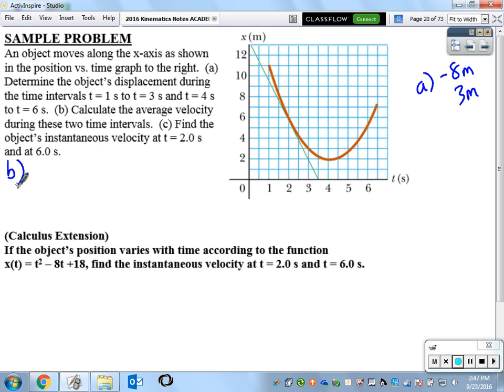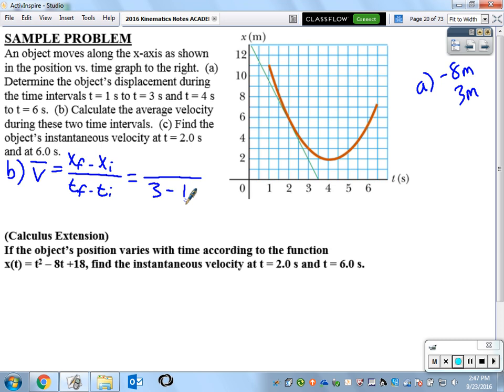We're going to calculate the average velocity during these two time intervals. Okay, so that means V bar, and it's going to mean x final minus x initial over t final minus t initial. Now, from 1 to 3 seconds, that's very easy. From 1 to 3 seconds.